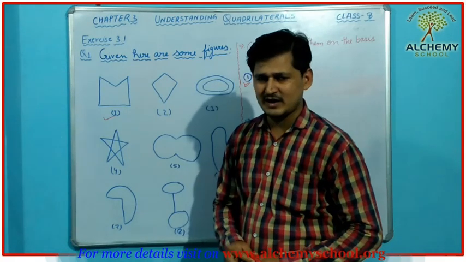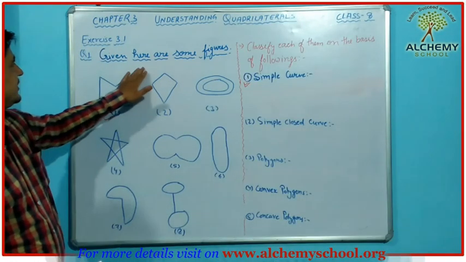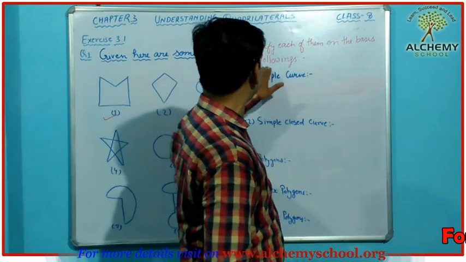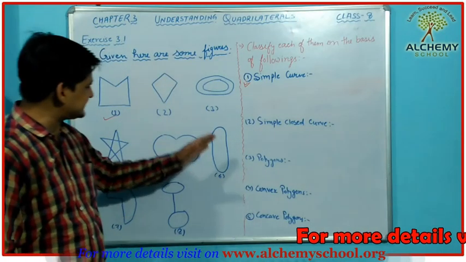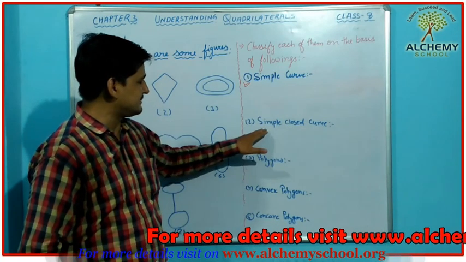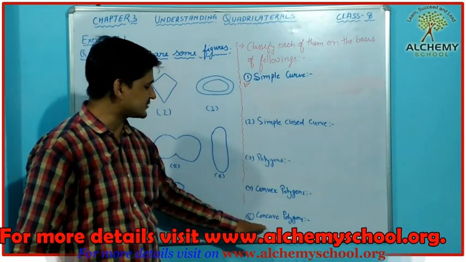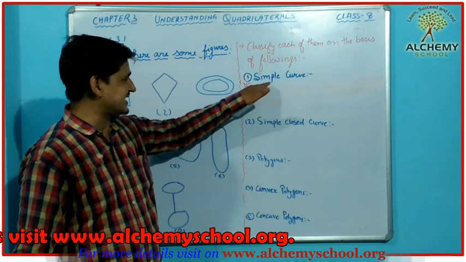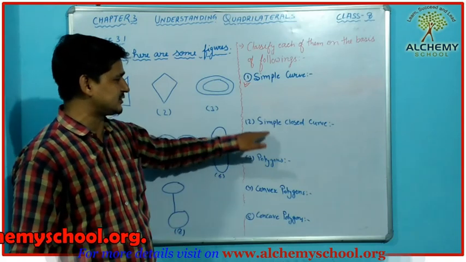So let's see question number 1 of exercise 3.1. The first question is, given here are some figures, classify each of them on the basis of the following. Some figures are given and we have to classify them into given categories: simple curve, simple closed curve, polygons, convex polygon and concave polygon. So first of all we have to understand how we can categorize the given figures in these categories. We have to understand these terms first.